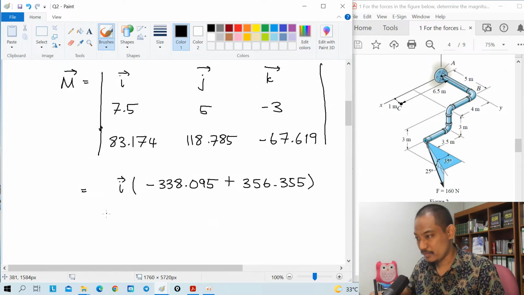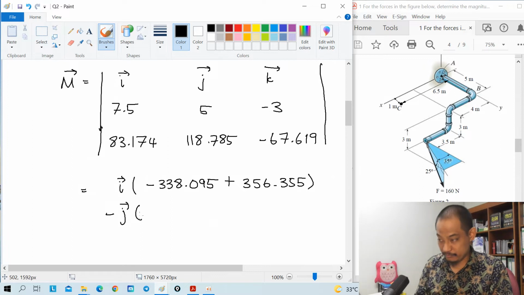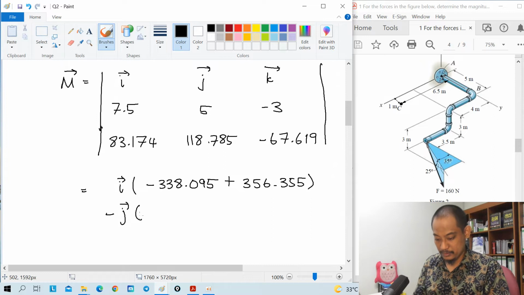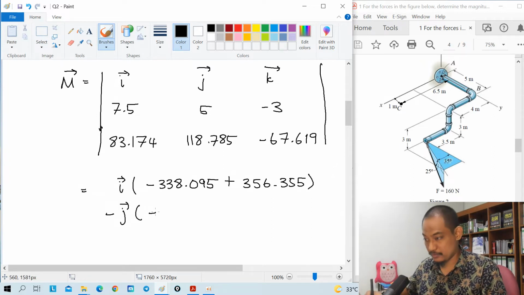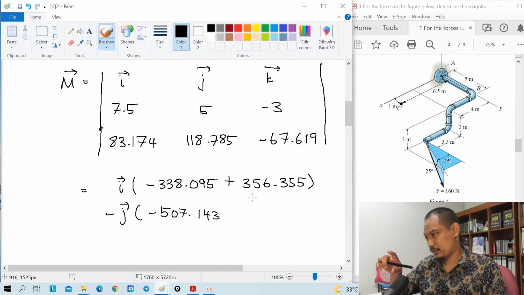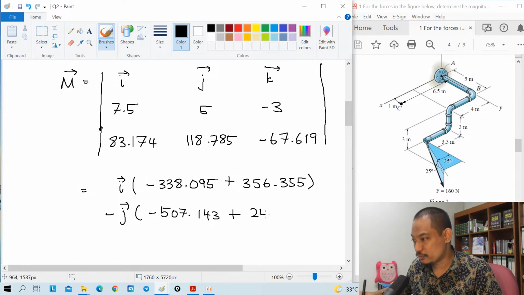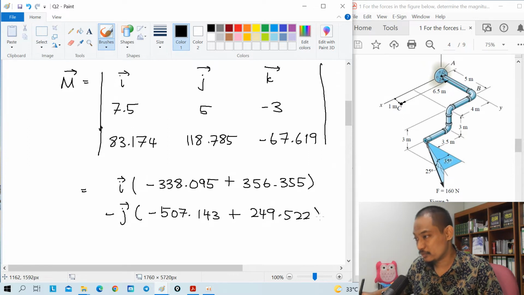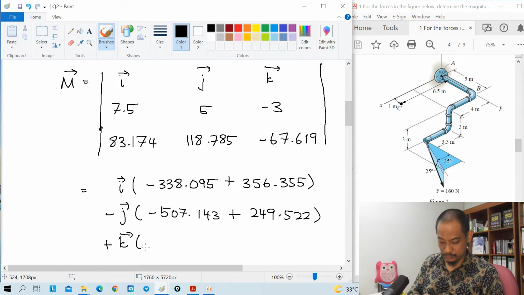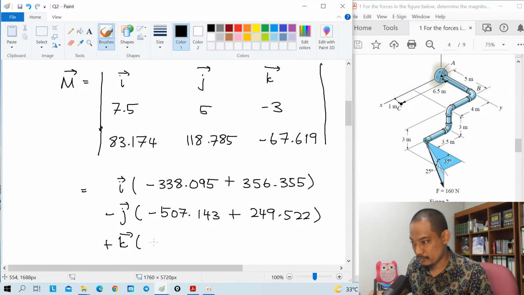And then minus j. So 7.5 times 67.619, but this is negative, so negative 507.143, and then negative becomes plus 3 times 83.174, 249.522. Plus k. So 7.5 times 118.785, 890.888.